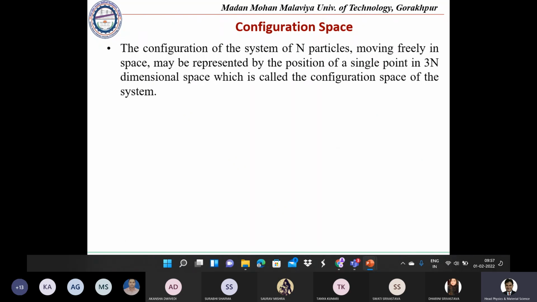What is the configuration space? The configuration of a system of n particles moving freely in space may be represented by the position of a single point in 3n dimensional space, which is called the configuration space of the system. Let us try to understand this one.